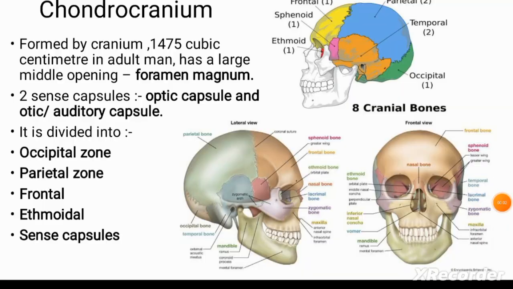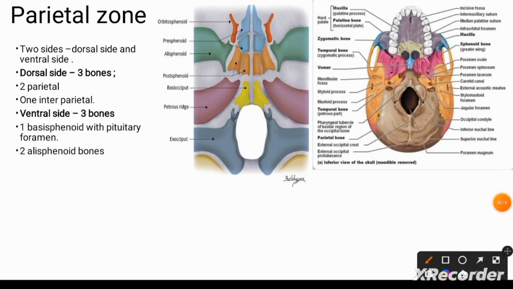Next is the parietal zone. You can see here in this picture, this one is the parietal zone, and this is the dorsal side, and inside it will be the ventral side. So a parietal zone consists of two sides, dorsal and ventral. The dorsal side has three bones: two parietal bones, and one in between these two parietal bones, known as the interparietal bone. On the ventral side, three bones are present. One is the basisphenoid, which attaches to the pituitary foramen, where the pituitary gland will open. Foramen is a space, gap or cavity where ligaments, blood vessels and nerves will pass or create a connection with bones. And two alisphenoids are present here, on the ventral side of the brain.